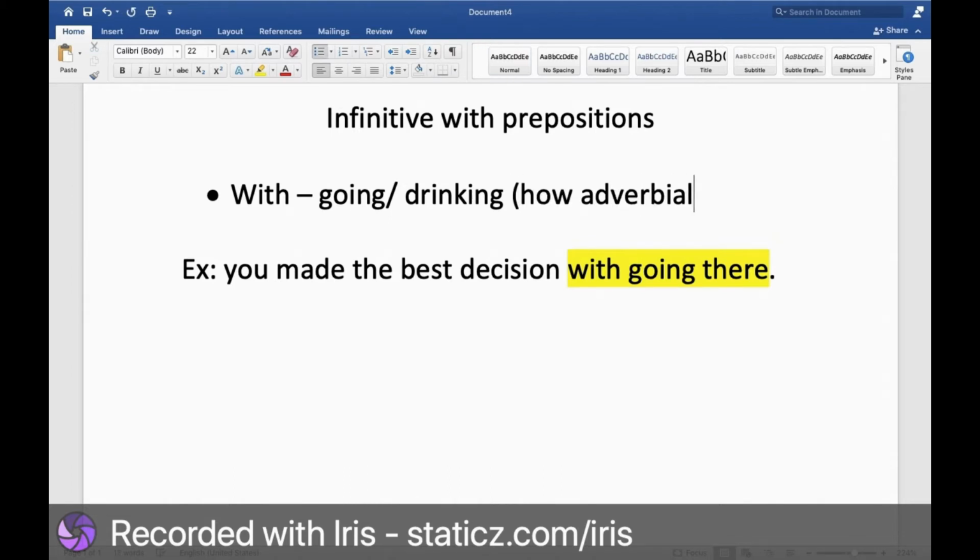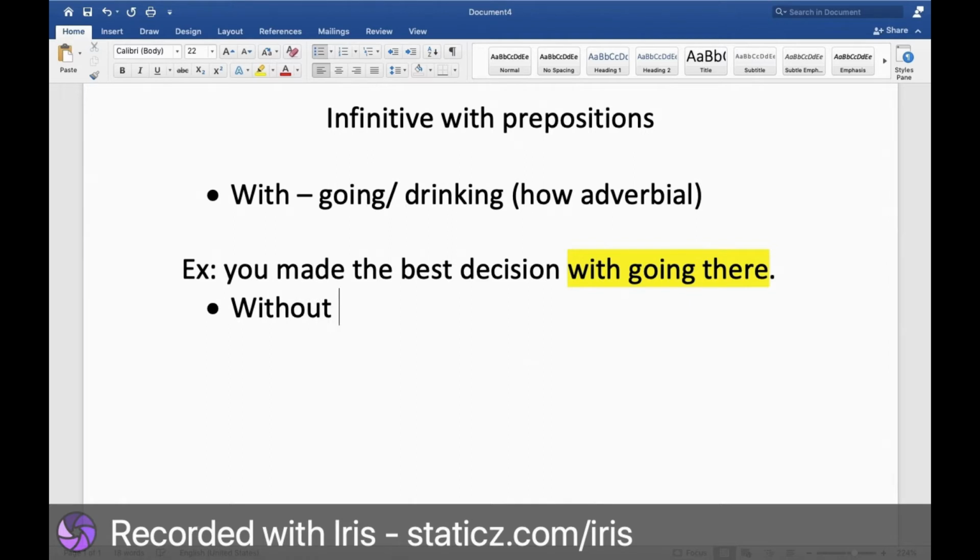So we are going to use it in place of how adverbial. How you made the best decision: with going there. How did you make it? With going there, right? So you can see with going there, you can use with in front of infinitive and it changed the translation and its role and its form in the sentence. Did you understand with?